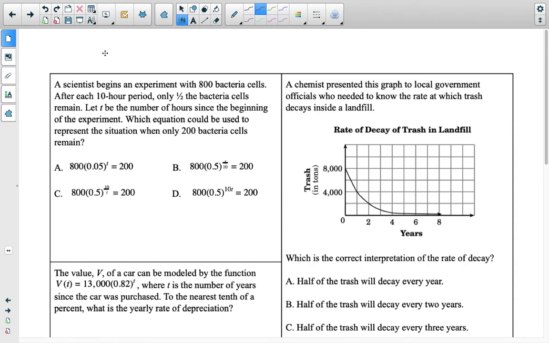This video is on modeling exponentials. I'm going to do some word problems that are multiple choice questions.